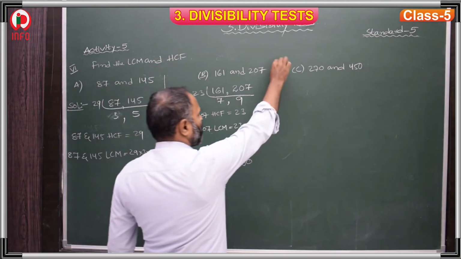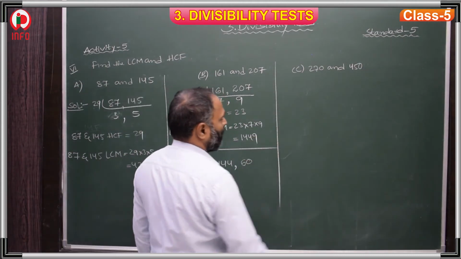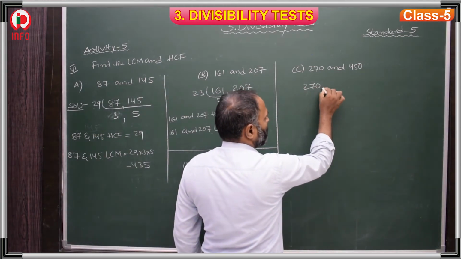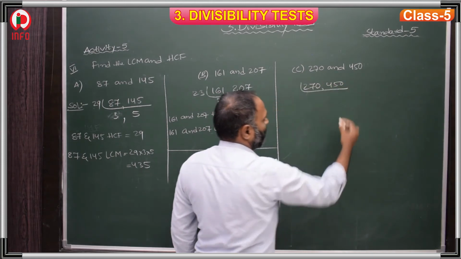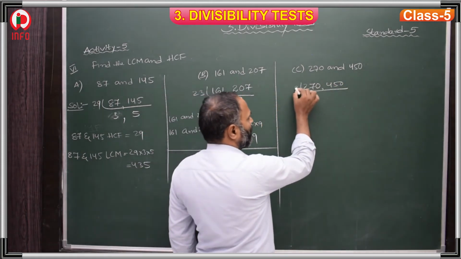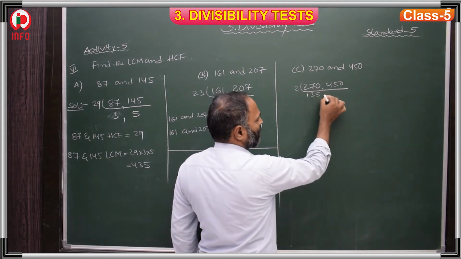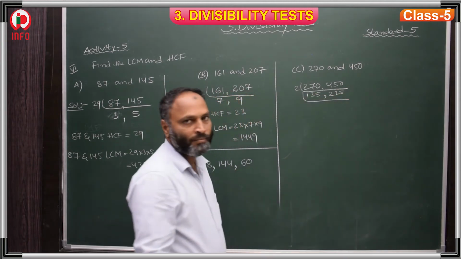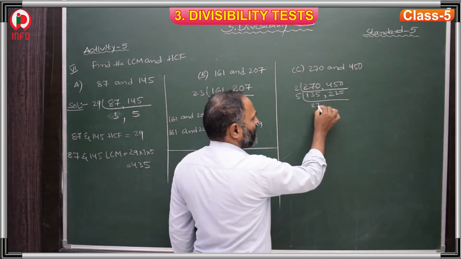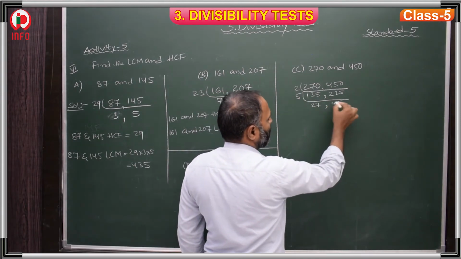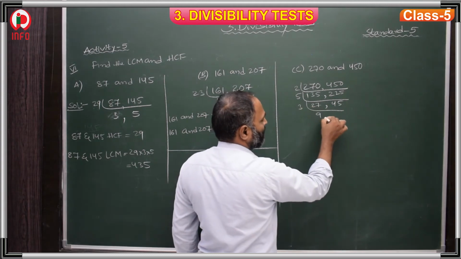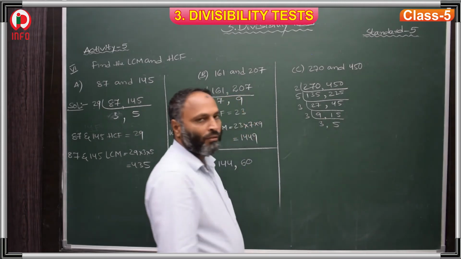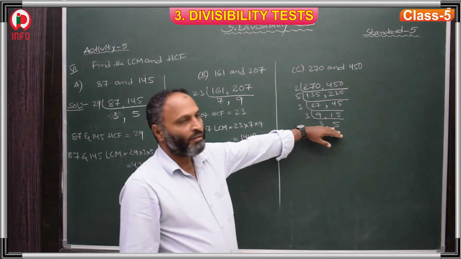HCF. Now, the LCM and HCF of 270 and 450. These two are even numbers, so we can take the 2 table. 2 ones are 2, 2 threes are 6, 2 fives are 10. 2 twos are 4, 2 twos are 4, 2 fives are 10. Again they cancel in the 5 table. 5 twos are 10, 5 sevens are 35, 5 fours are 20, 5 fives are 25. In the 3 table, 3 nines are 27, 3 threes are 9, 3 fives are 15. So these two are different numbers. Now we stop here.